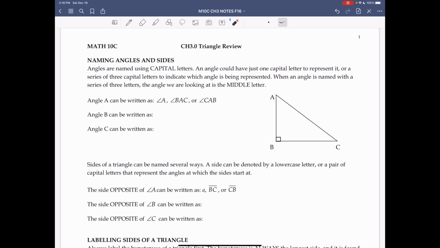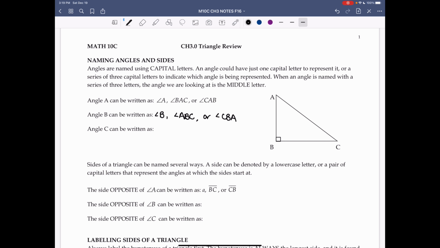Angle B, we could call it angle B if we're using 1 letter. If we're using 3 letters, we can start at A, go to B, and then go to C. So from A to B to C, the angle in between those 2 lines is angle B. So that would be angle ABC, or we could start from C, go to B, and then go to A, still talking about the same angle. So we can name it angle CBA.